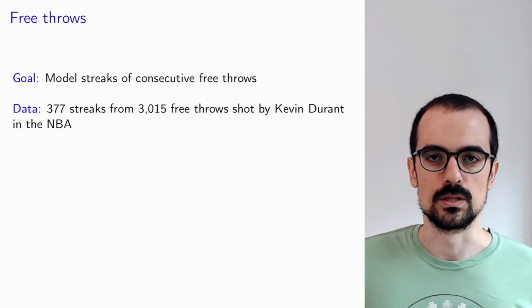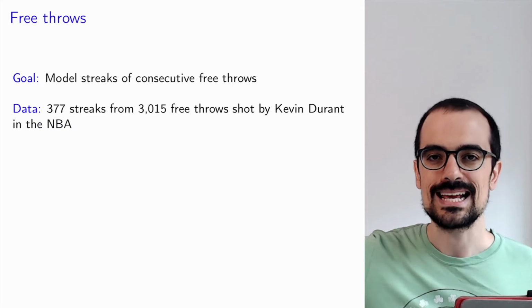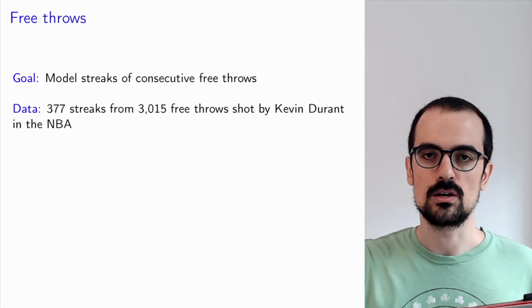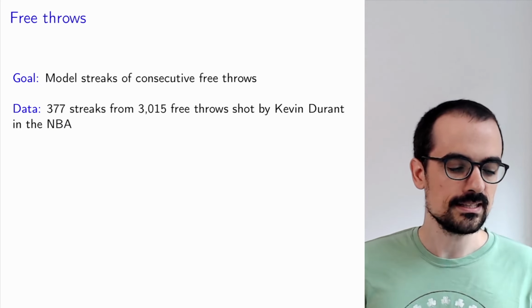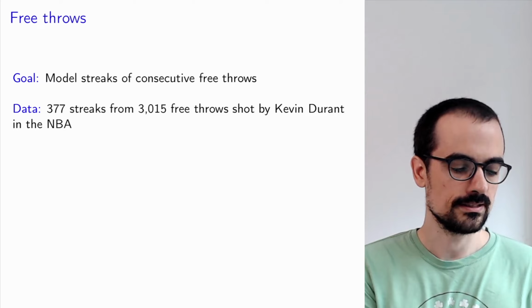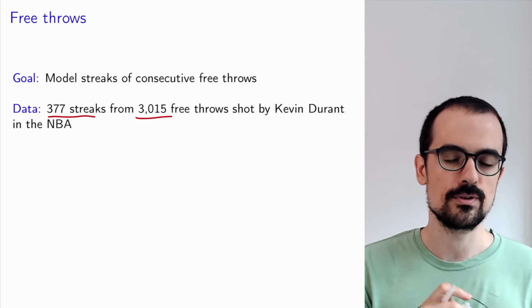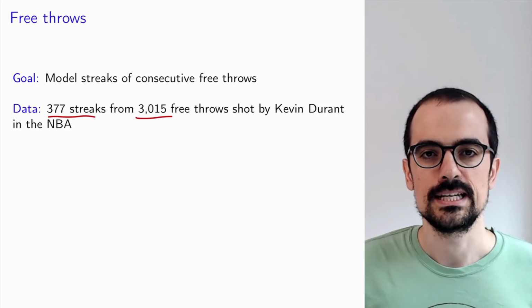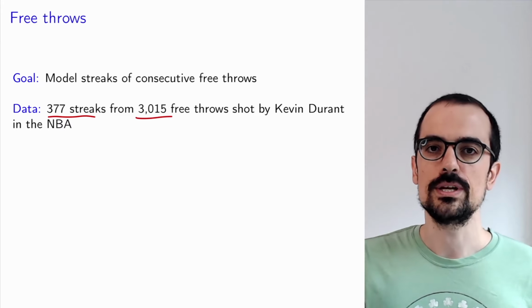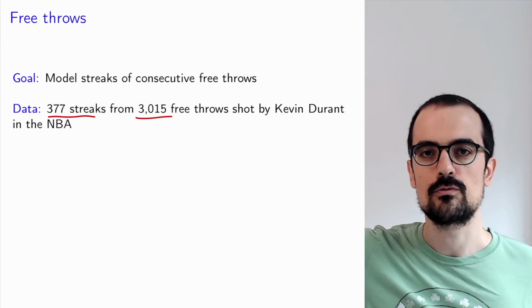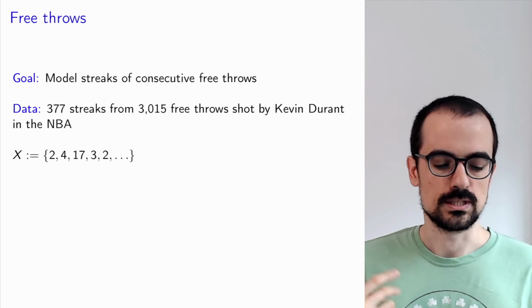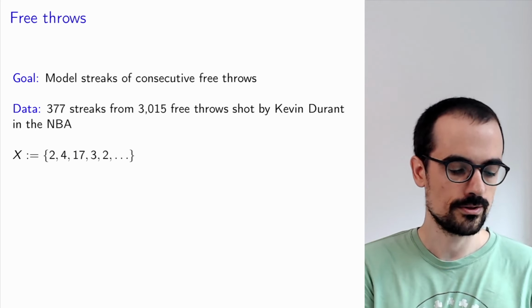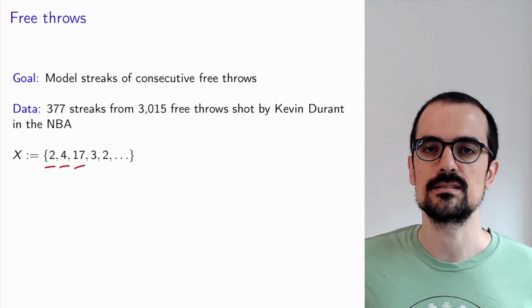Let's take a look at an example. Imagine that you want to model the length of the streaks of converted free throws by Kevin Durant. We have this data, which are 377 streaks from 3,000 free throws shot by Kevin Durant in the NBA. Each streak, by the way, is just the number of consecutive free throws that he makes until he misses. So the data look like that. Here he made 2 free throws and then he missed, 4 free throws and then he missed, 17 free throws and then he missed, and so on.